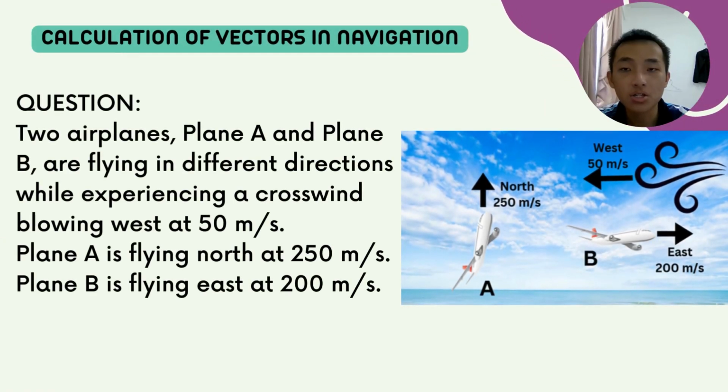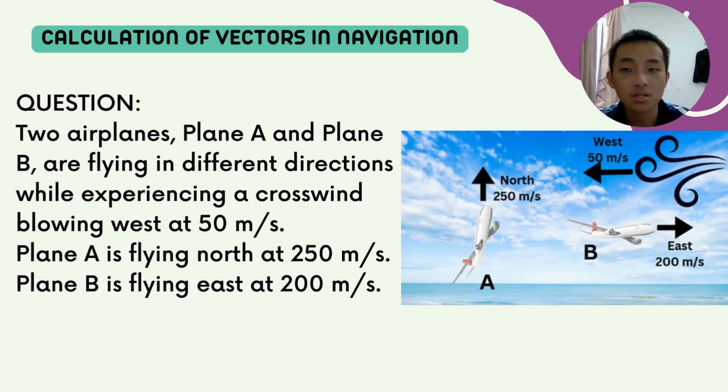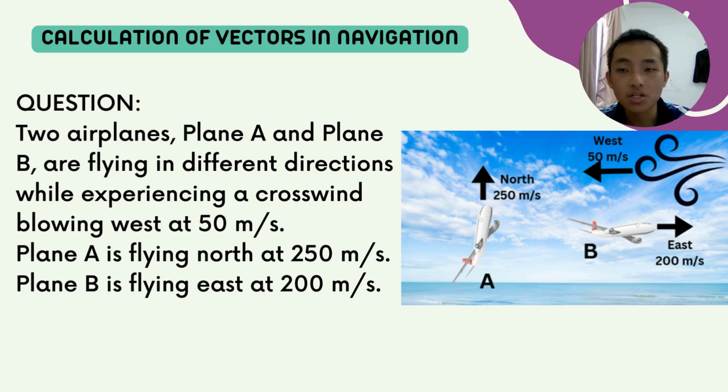I will give a calculation of vectors in navigation. The question is, two airplanes, plane A and plane B, are flying in different directions while experiencing a crosswind blowing west at 50 meters per second. Plane A is flying north at 250 meters per second, while plane B is flying east at 200 meters per second. Besides, there is a picture showing all the information from the question.